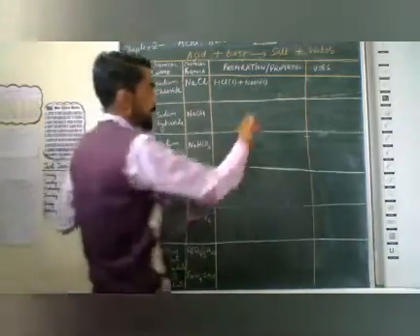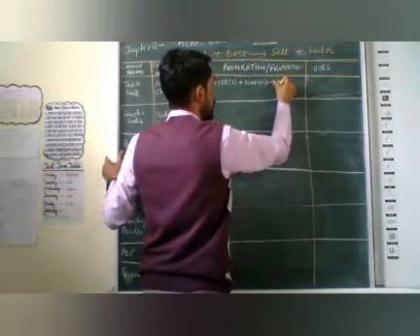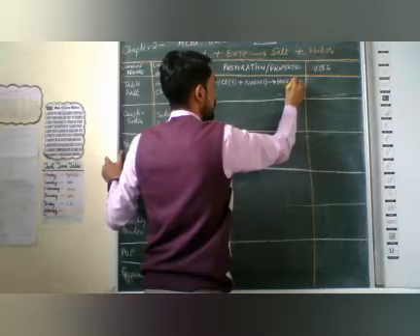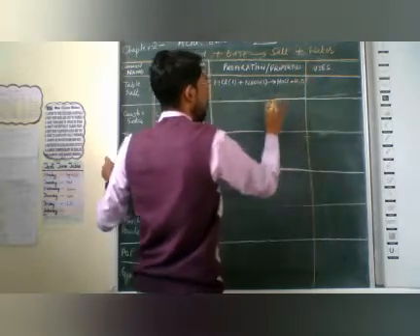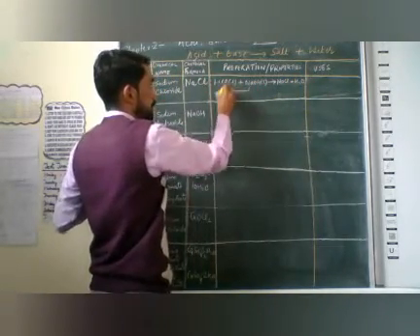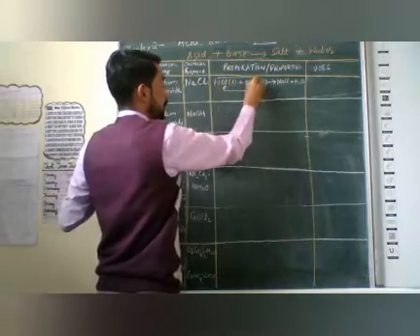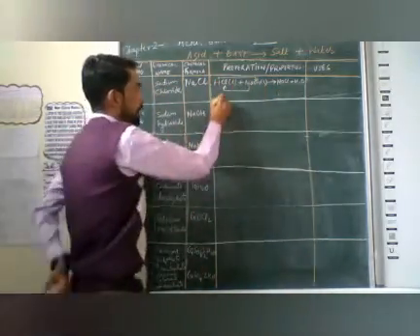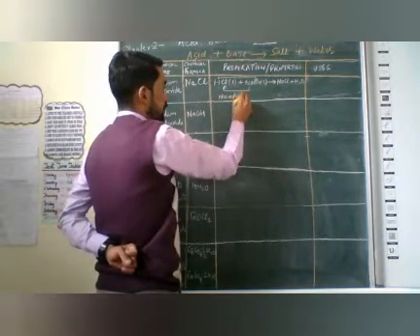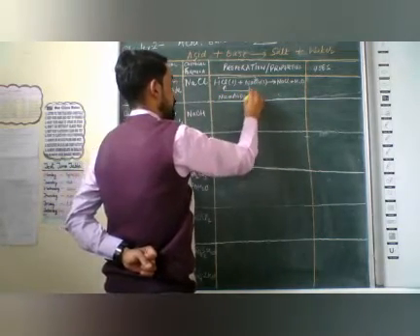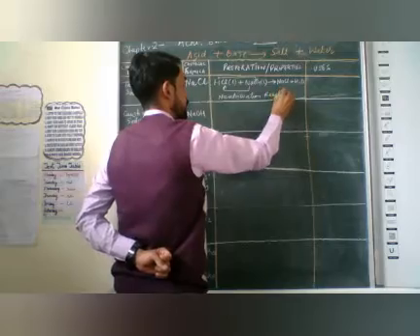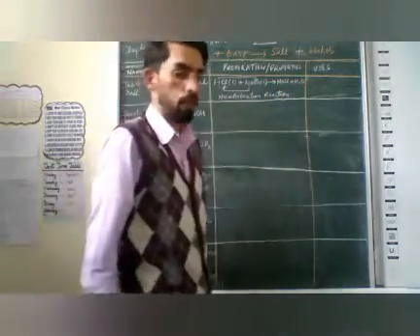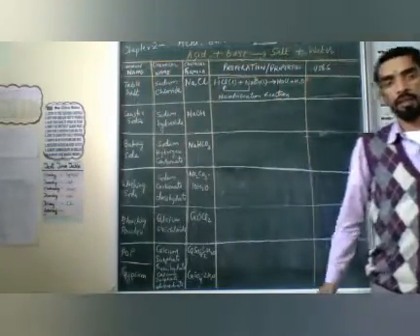When acid reacts with base, it will form NaCl plus H2O. Na will react with Cl and H will react with OH. It will form NaCl plus H2O. This type of reaction is called a neutralization reaction.